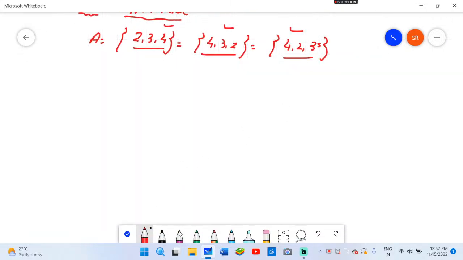Second point, please keep in mind that we should not repeat any element in roster presentation.